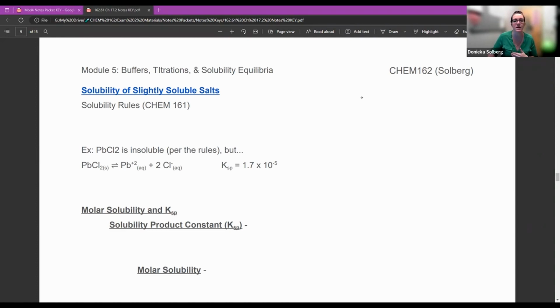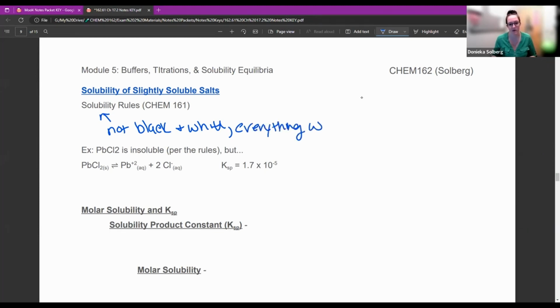So the solubility rules in Chem 161 were black and white, but they're really not. Essentially, everything can dissolve at least a little bit. Everything will dissolve slightly. It's just a question of what scale. Does it dissolve really, really well, or does only a very, very small amount dissolve into the solution?